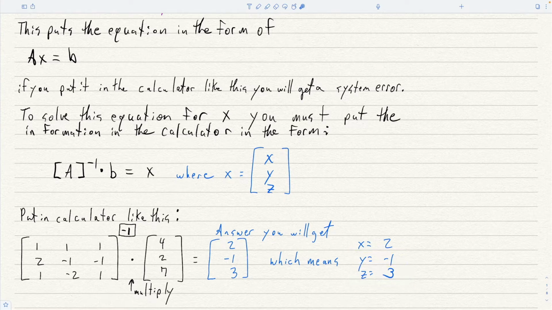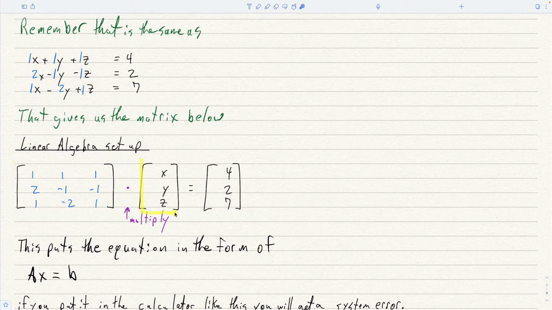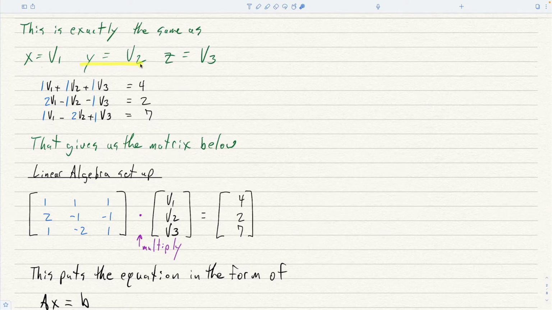Okay, now that's nice for linear algebra. What about circuit analysis? I first went over the matrix setup for linear algebra because the setup is the same for circuit analysis. In the example below, we are trying to solve for voltages, but the setup is the same even if you are trying to solve for current. You must pay attention in class on how to set up your equations. Remember this example above? This is exactly the same as x equals v1, y equals v2, and z equals v3.